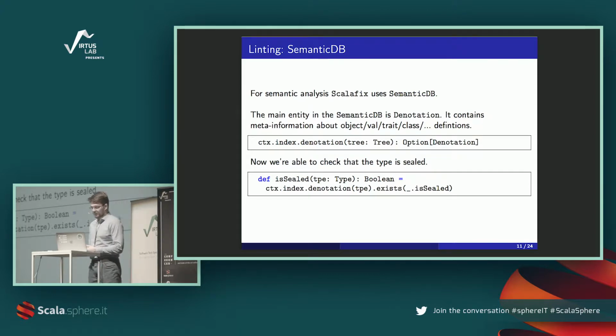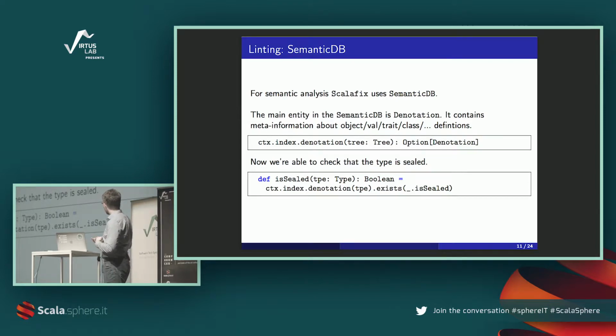Basically, Scalafix builds for every Scala file some index for SemanticDB that stores some connection between inner types, exported symbols, imported. Well, there has been a whole presentation where he described the details. And the main entity in the SemanticDB is the denotation. But I need to say that this is the old name for symbol information.